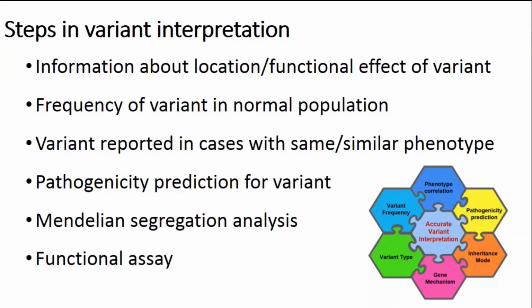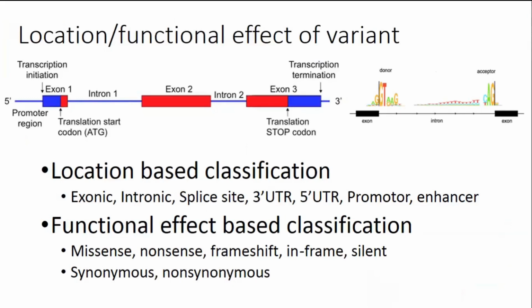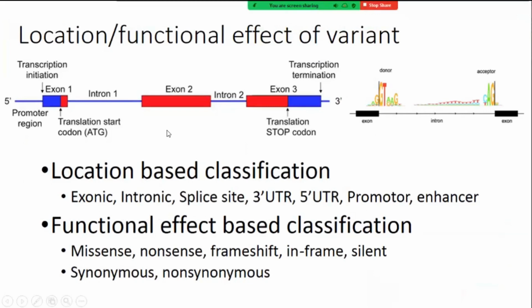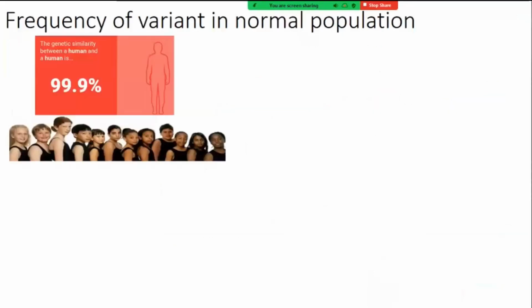Now, if we systematically go through each of these steps, then we should be able to interpret any of the variants. So let us go stepwise. So the first step we have seen yesterday. So the structure of the gene is important to note. And based on the structure of the gene, the splicing machinery, we have the location-based and the functional effect-based classification. And we have some idea which the ACMG guidelines will give certain score depending on what type of variant it is. Okay. So we'll not discuss about that because we discussed in detail yesterday about that.